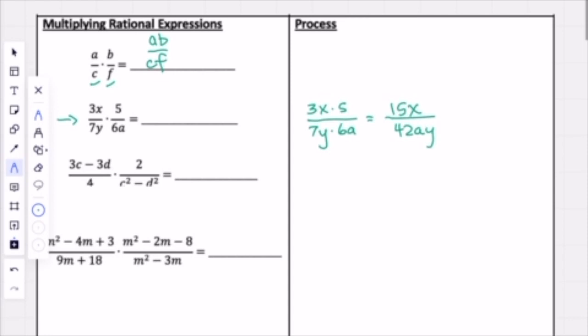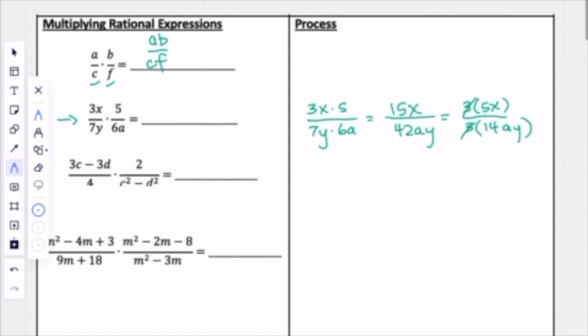Now we would want to go ahead and see if there are any common factors here, and with the variables, there's nothing in common with the variables. So with the 15 and the 42, they both have a common factor of 3. So we would want to divide that out, and we would end up with 15x divided by 14ay. Now, that's a perfectly acceptable method of multiplying and simplifying these rational expressions.